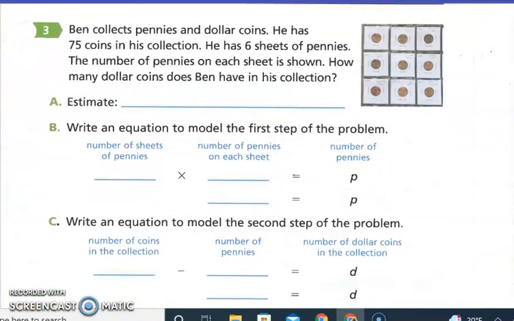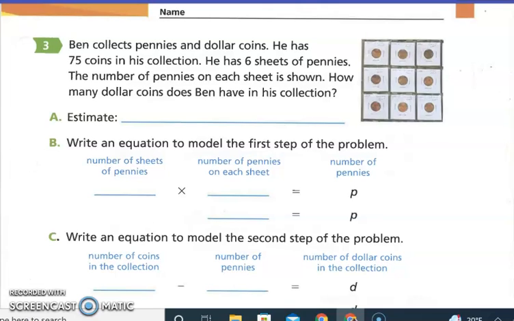Ben collects pennies and dollar coins. He has 75 coins in his collection. We have 6 sheets of pennies. The number of pennies on each sheet is shown. How many dollar coins does Ben have in his collection?